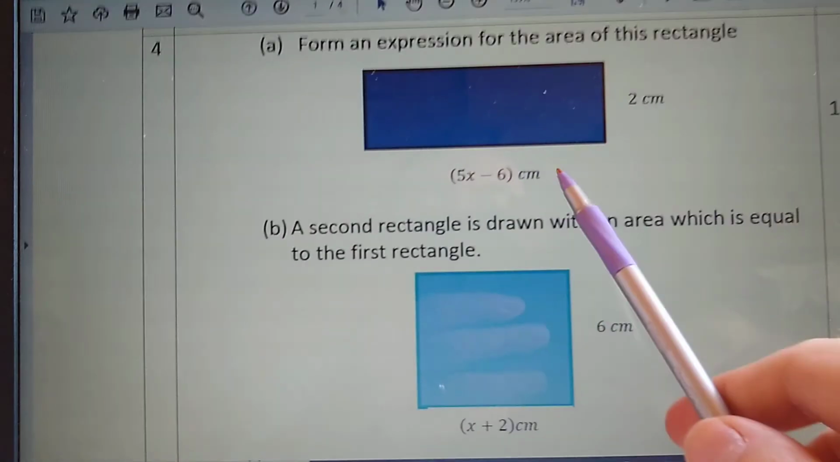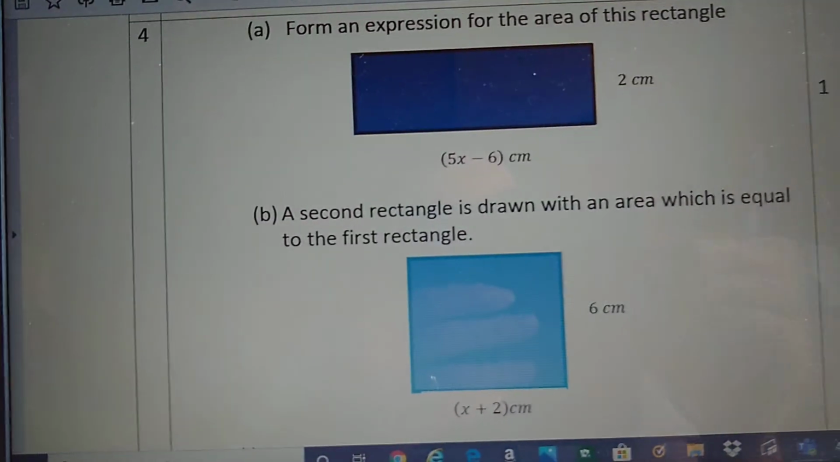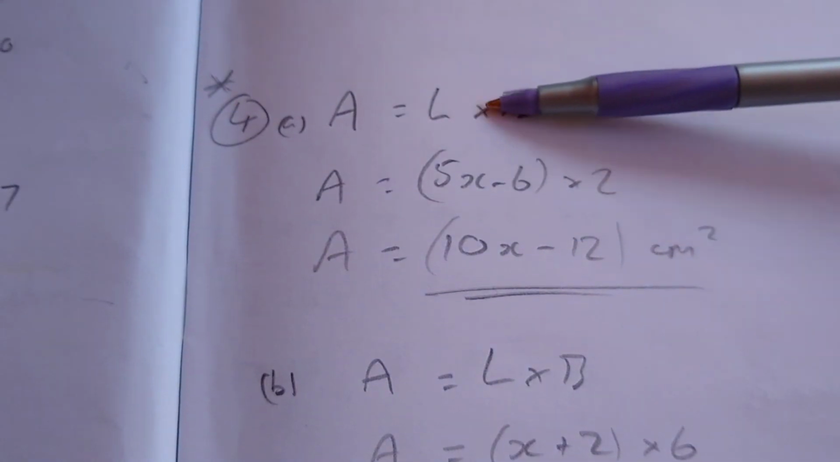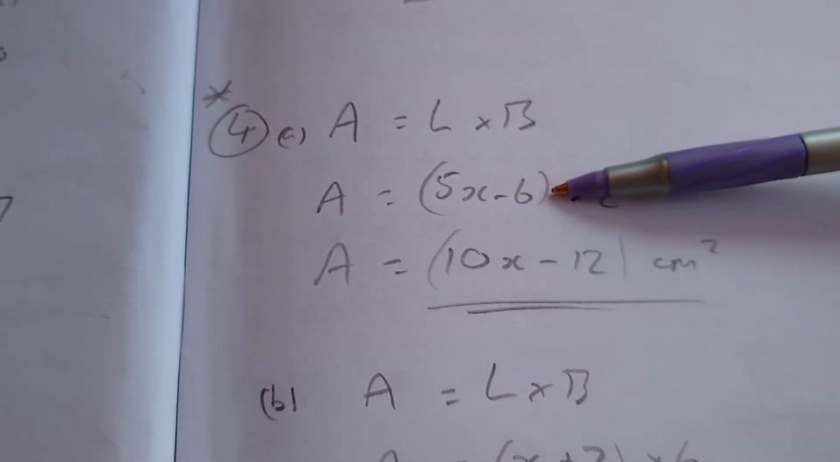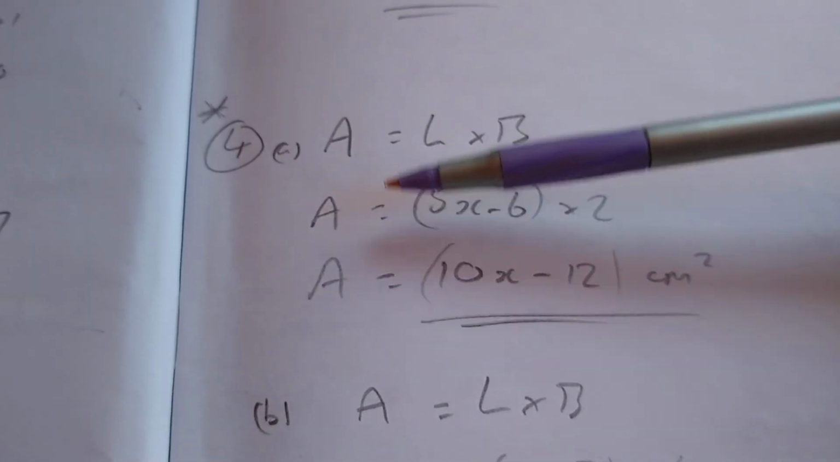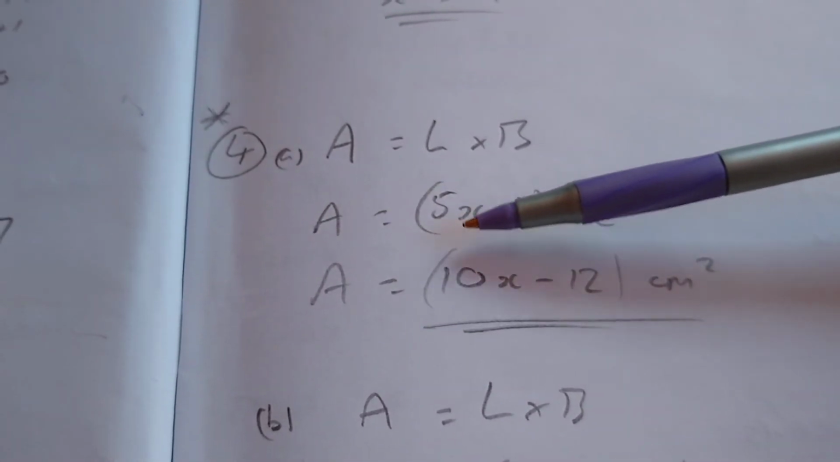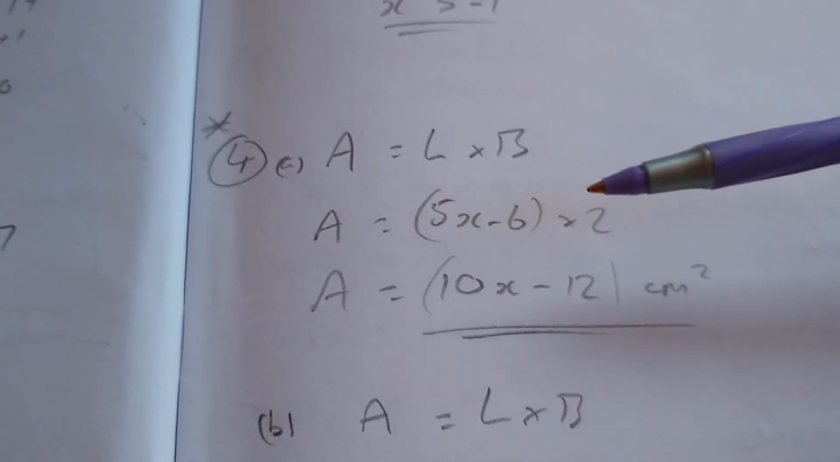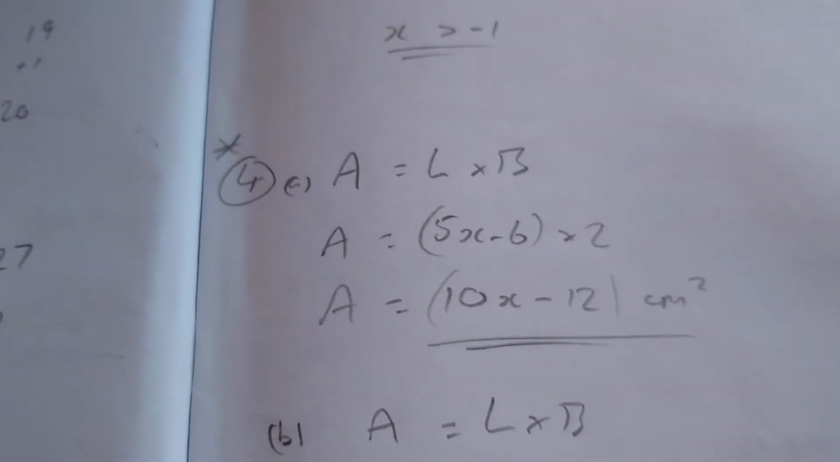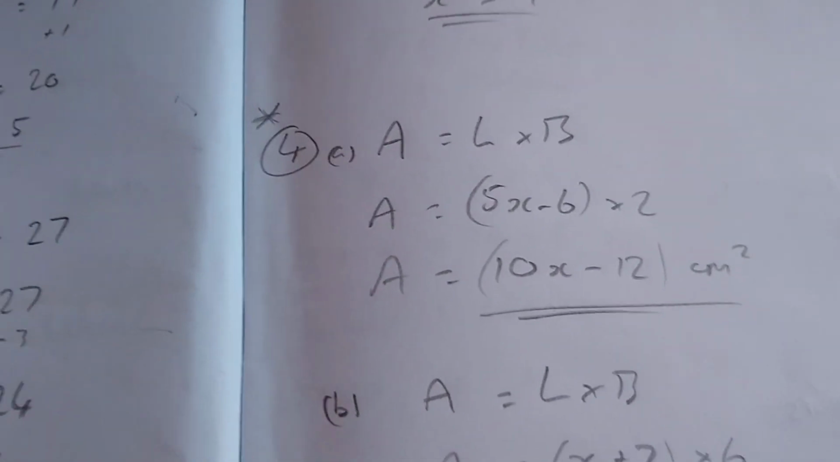So we know the length, we know the breadth, so I'm just going to multiply those two together. Okay, so area is L times B, which is 5x minus 6, all multiplied by 2, so we could put the 2 at the front of the bracket there, because we're used to doing that. But basically, 2 times 5x, 2 times minus 6, so the area would be 10x minus 12 centimeters squared. Okay.